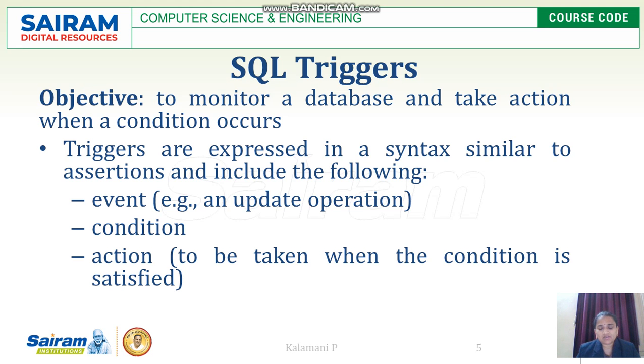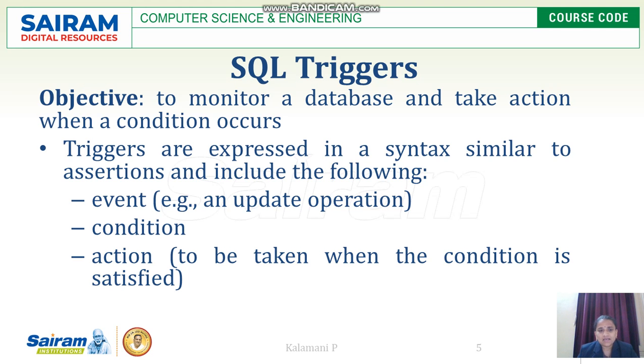Here, triggers are going to do something, meaning some corresponding action should be taken. That should be done in triggers. The main objective of a trigger is to monitor a database and take action when a condition occurs. The three things related here are event, condition, and action. When an event occurs with a particular condition, the action should be taken. Triggers are expressed in a syntax similar to assertions.